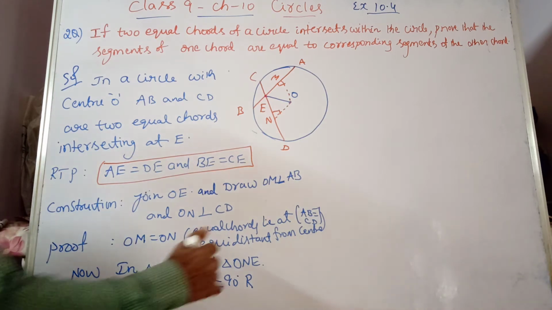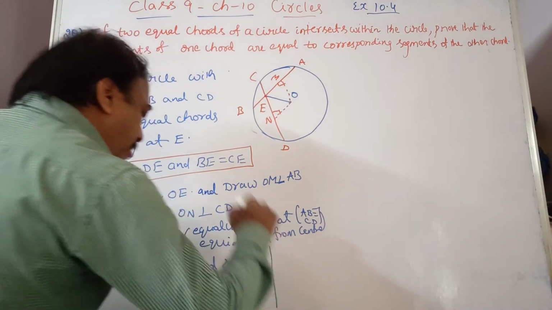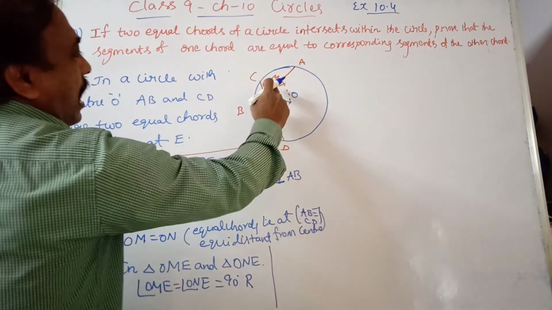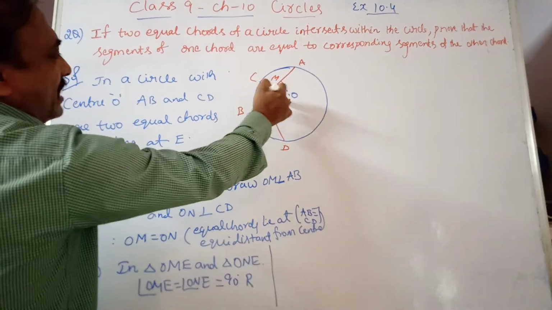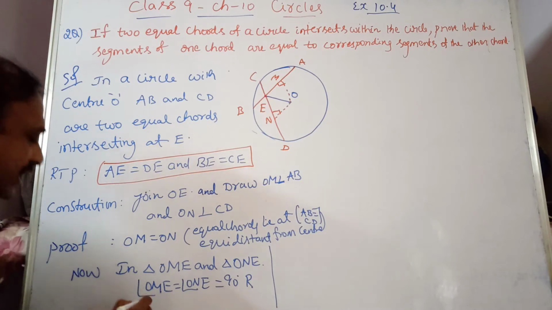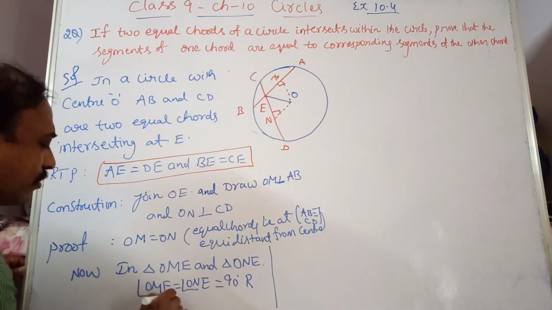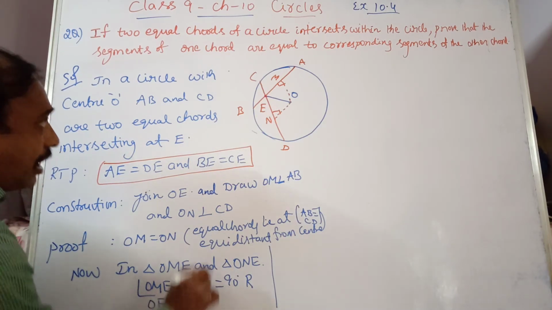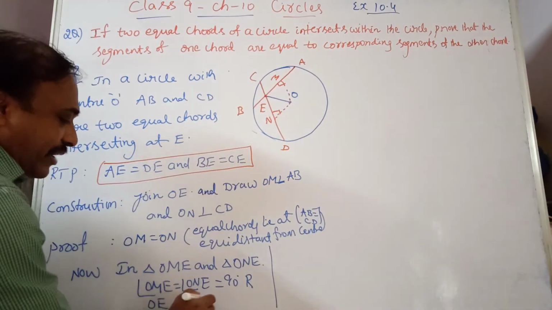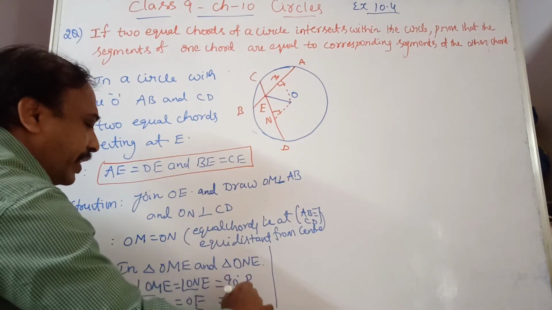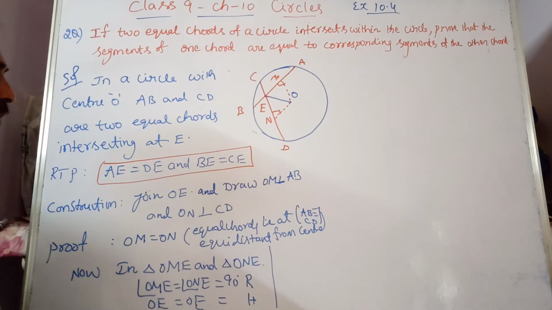Next, see here, another one. Opposite to 90 degrees, that is the common side. OE is the common side in both the triangles. OE is equal to OE, or EO is equal to EO, you can say. That is the hypotenuse, which is hypotenuse and common in both the triangles.